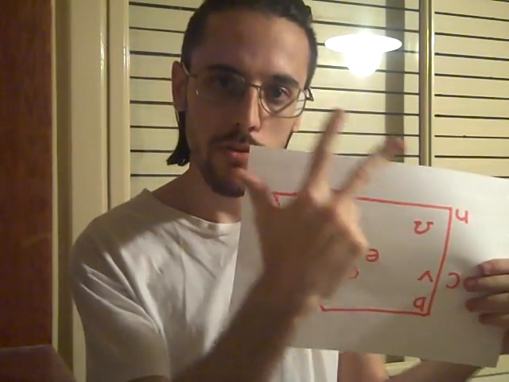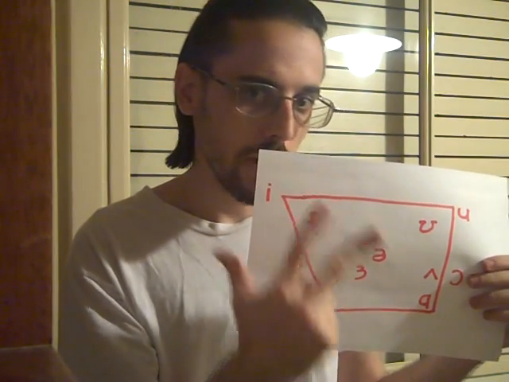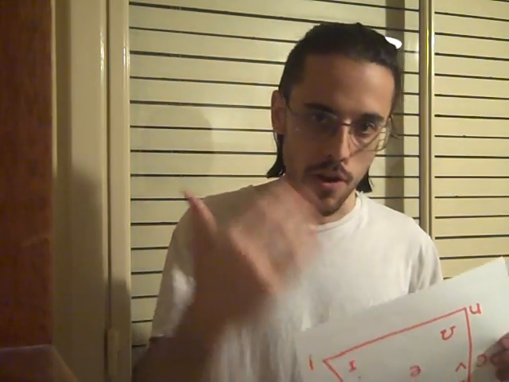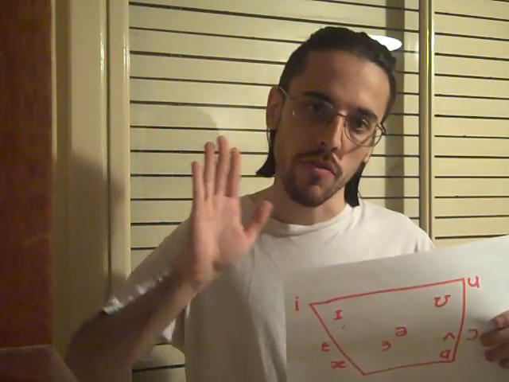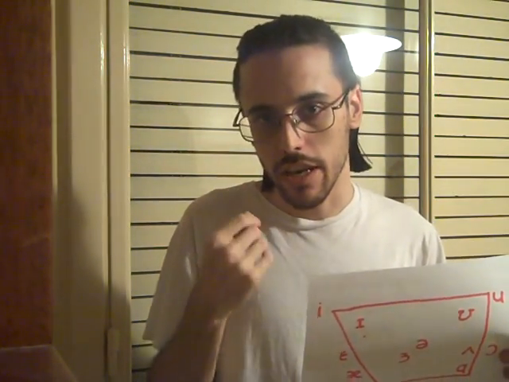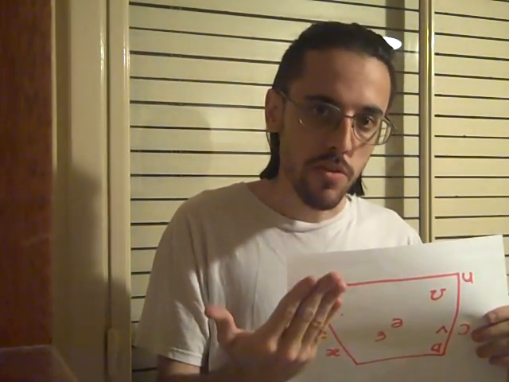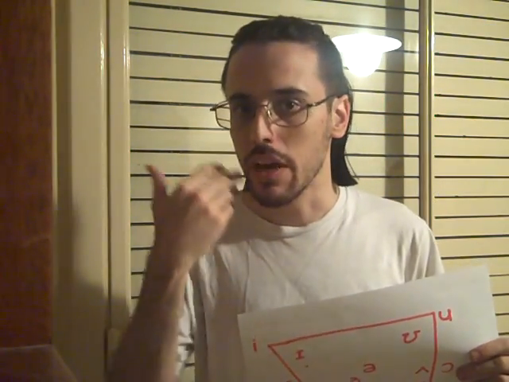There are basically three main factors in forming a vowel sound. The first one is front to back. Does the tongue approach the front of the mouth or the back of the mouth? Does it get closer to the hard palate, or to the back of the mouth, the velum and the throat?